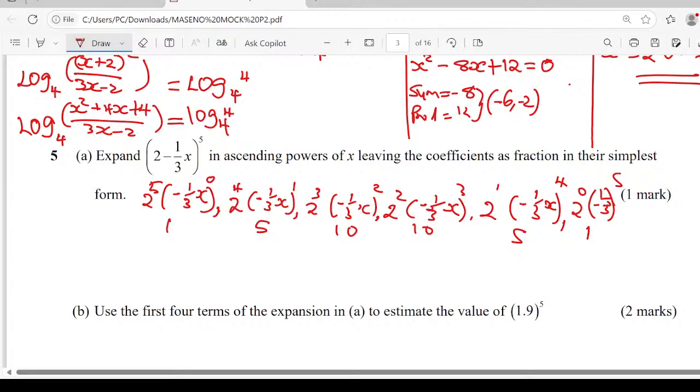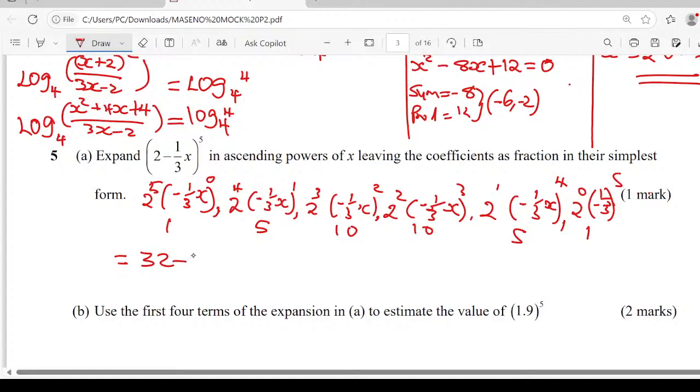So here I'm going to take maybe for the first case, 2 raised to power 5 is 32 times negative a third x power 0 times 1. So that will be 32. Then if I multiply 2 raised to power 4 times 5 times negative a third cubed, I'm going to get a negative 80 over 3.